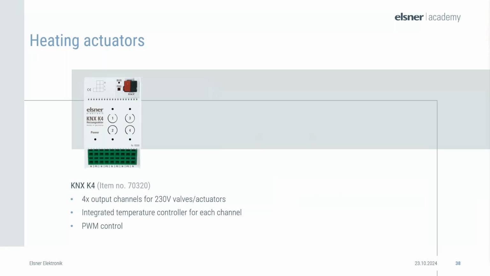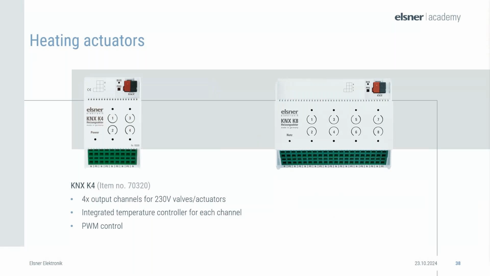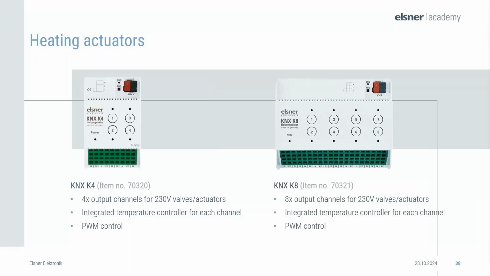The big advantage of such actuators is that if necessary, several valves can be clamped on one channel, taking into account the maximum current consumption. A standard heating valve is less expensive than a KNX control valve. Thus, these actuators can save a huge amount of cost. We do not only have this as a 4-channel heating actuator, but we also have it as an 8-channel actuator.